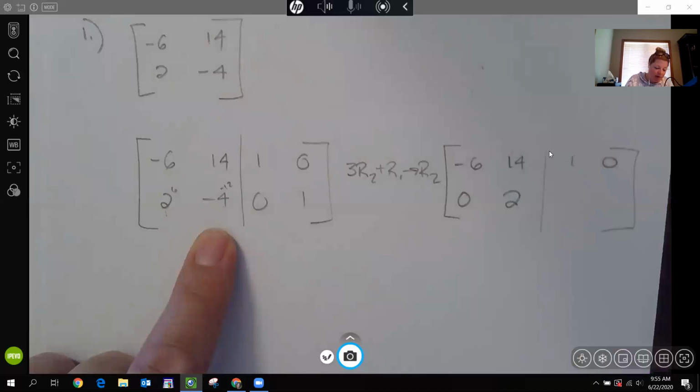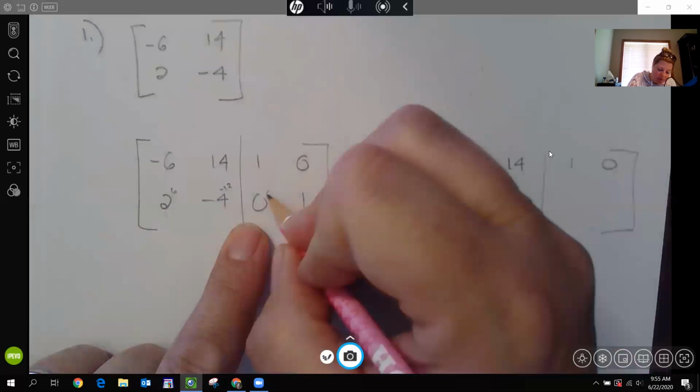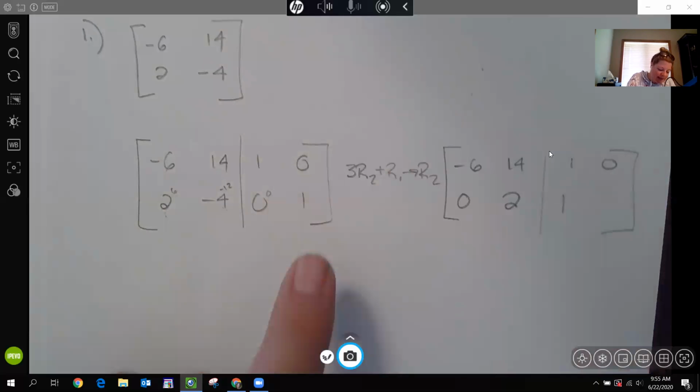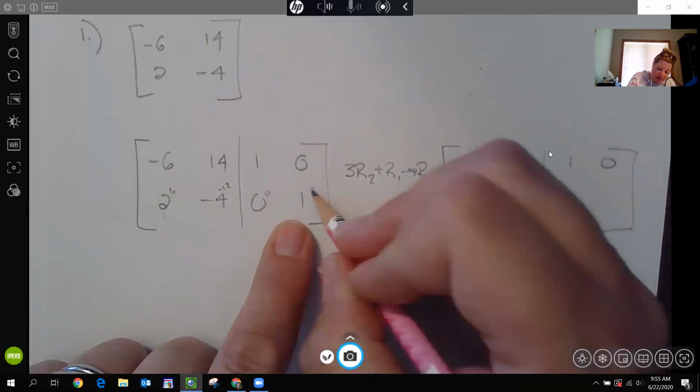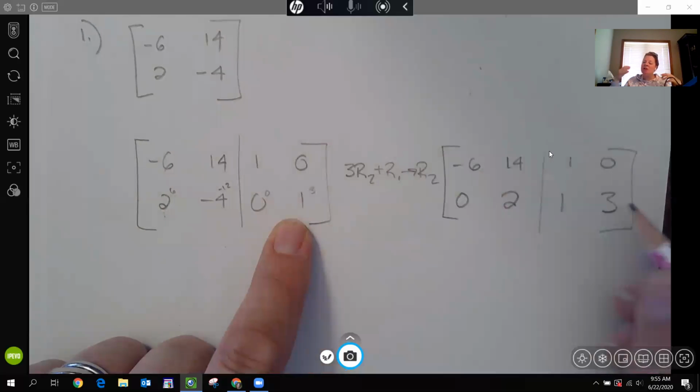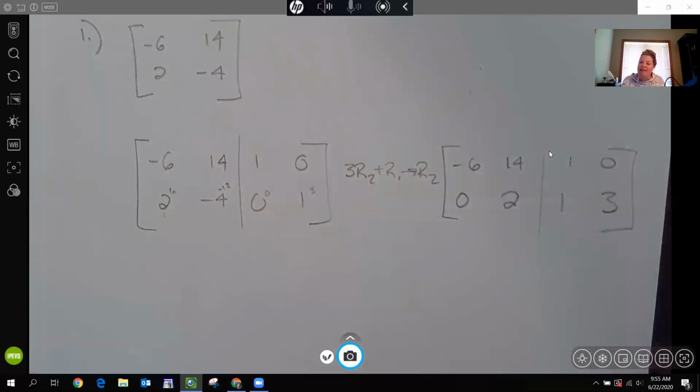0 times 3 is 0. 0 plus 1 is 1. 1 times 3 is 3. 3 plus 0 is 3. So you can start to see the transformation on the right side here. They're not going to stay the identity. All right, so from here, we have our first 0.